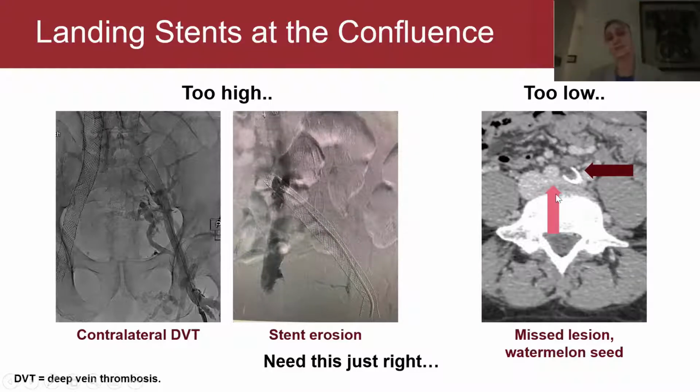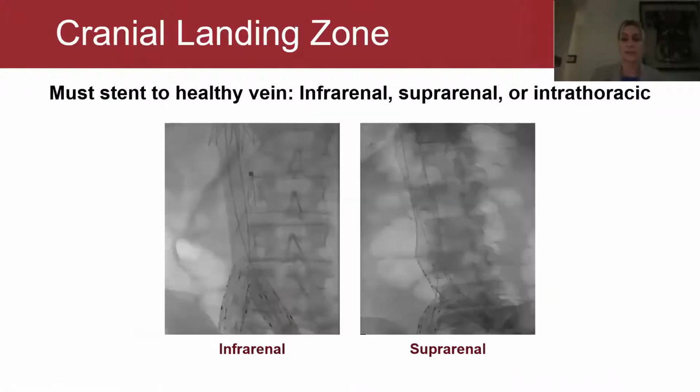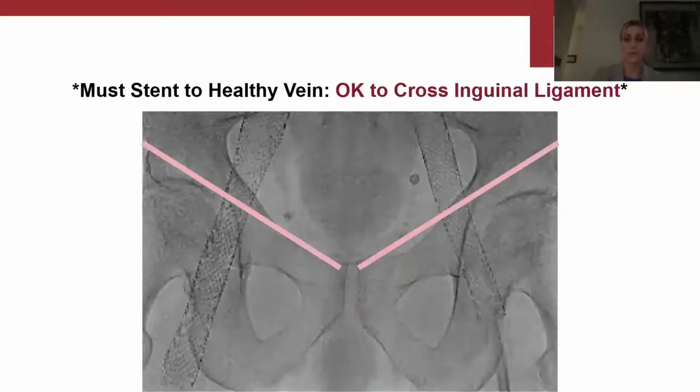If you land them too low, then you can have missed lesions, or in this case, the stent had watermelon seeded back and eroded again through the vessel because of now the wrong angle for that stent to be sitting at. You need to stent to healthy veins, so sometimes you have to go into the IVC, so you can stent to the infrarenal, suprarenal, or intrathoracic components. The most important thing is to find a healthy landing zone.